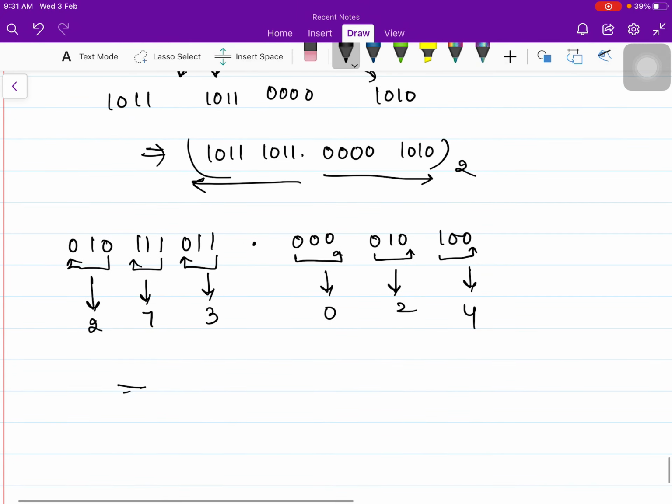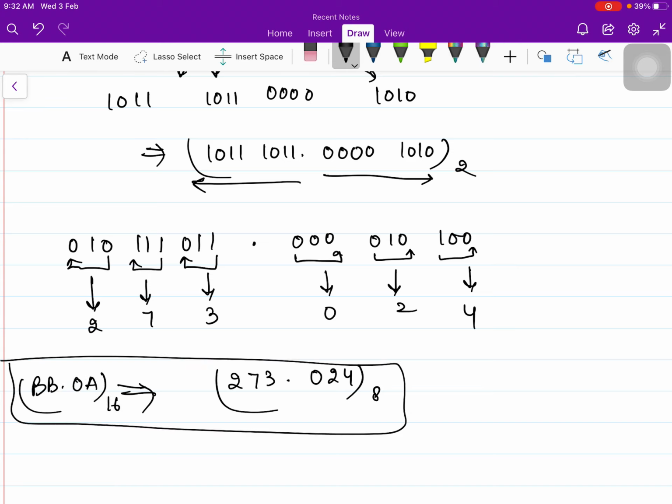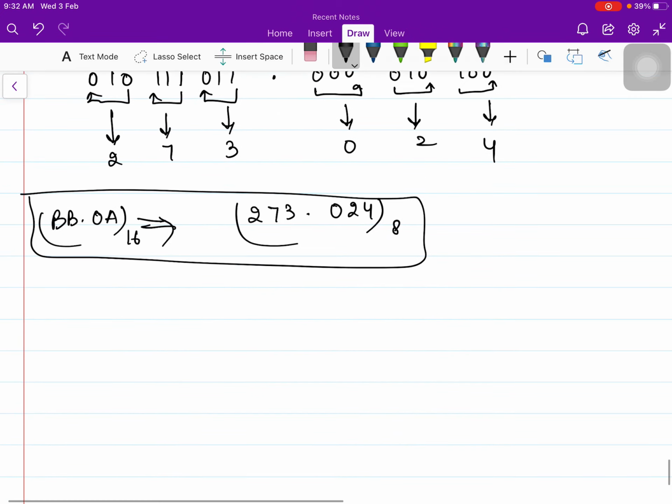So your answer is finally 273.024 in octal. So BB.0A in hexadecimal, when converted into octal, the answer comes out to be like this. I hope it is understood by all.